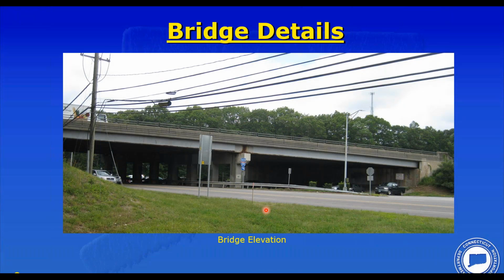So, the elevation of the bridge before construction: again, a 2-span rolled beam stringer bridge, a very common bridge type for Connecticut, built in the 1960s and 70s.